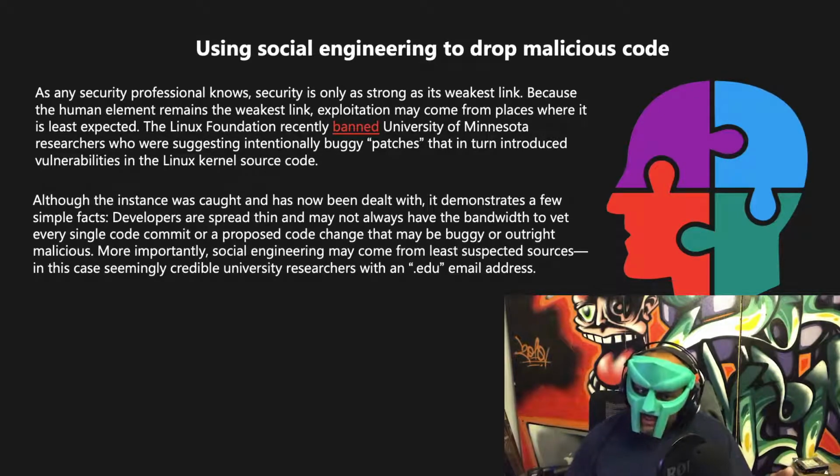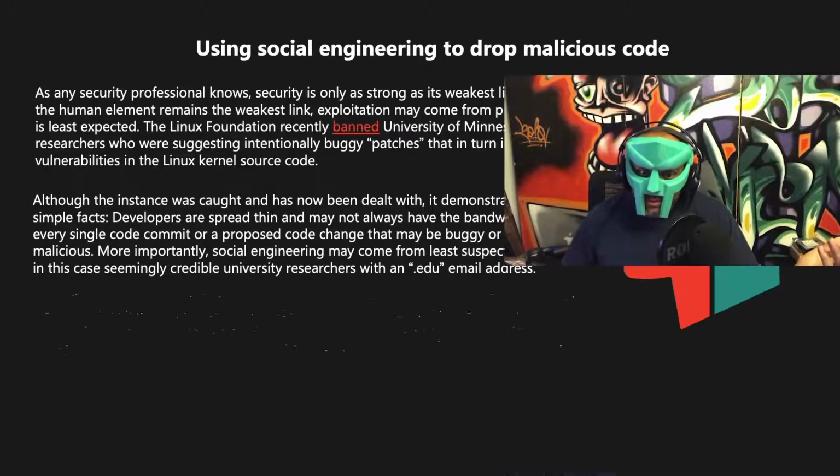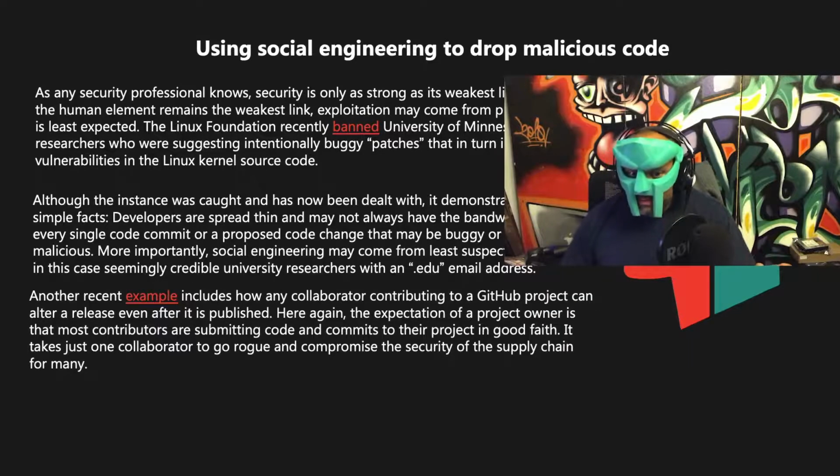Although the instance was caught and has now been dealt with, it demonstrates a few simple facts. Developers are spread thin and may not always have the bandwidth to vet every single code commit or a proposed code change that may be buggy or outright malicious. More importantly, social engineering may come from least suspected sources, in this case seemingly credible university researchers with an EDU email address.